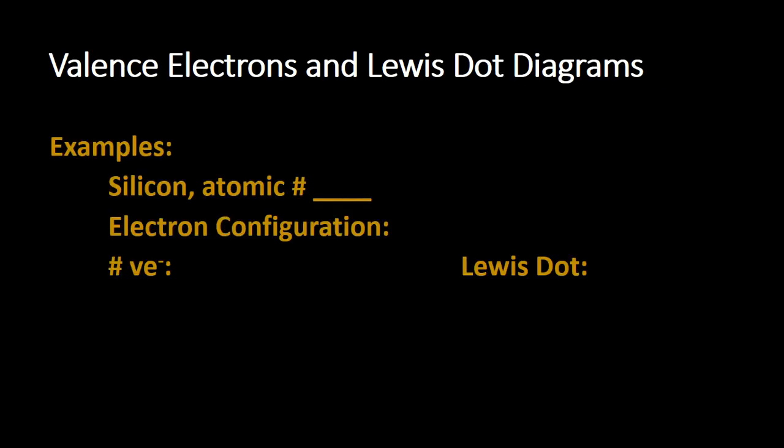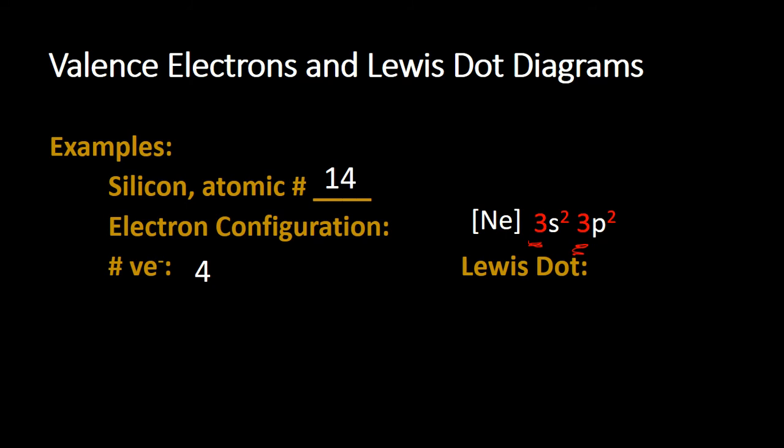Okay. So let's do silicon. Silicon is atomic number 14. Its electron configuration is 1s2, 2s2, 2p6, 3s2, 3p2. You can convince yourself of that on a periodic table. So we're looking at the outermost shell, and remember this number here determines the shell number. So those are the only ones we're worried about, the 3s2 and the 3p2. So that's a total of 4 valence electrons.